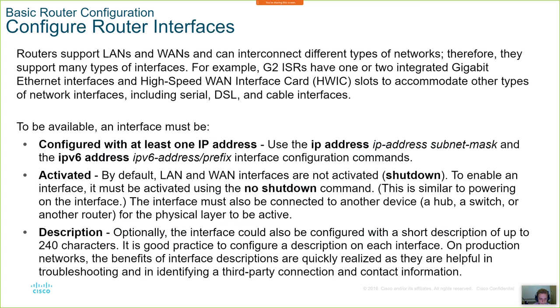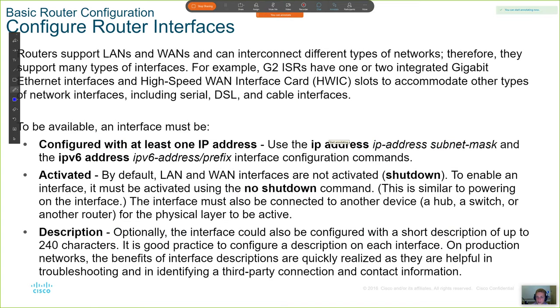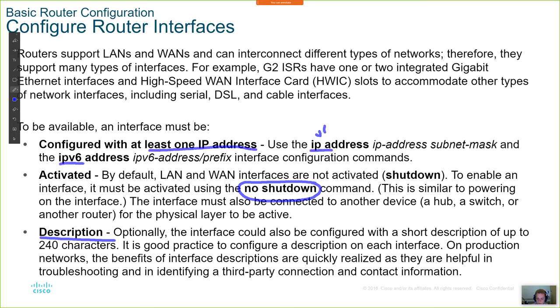So on our router interfaces, by default, router interfaces are off, and by default, switch interfaces are on. So we want to make sure we remember this no shutdown anytime we're configuring a router, every single interface, with the exception of loopbacks, which I don't think we talked about yet. They're virtual pretend interfaces, basically. But any real interface, we're going to do the no shutdown command on a router. Description is optional, but we need at least one IP address, whether that's IPv6 or IPv4.